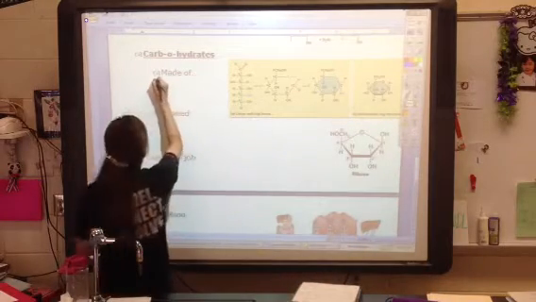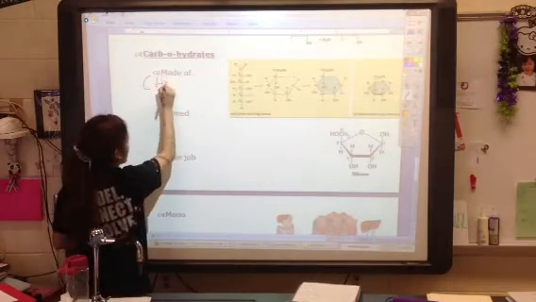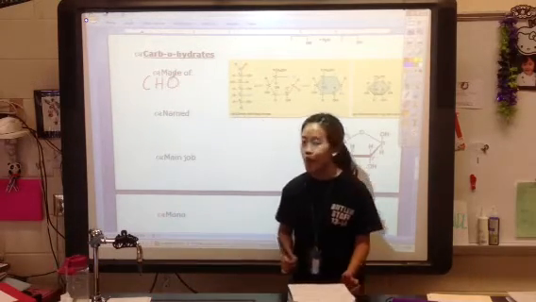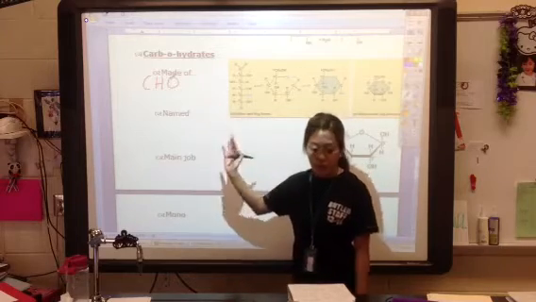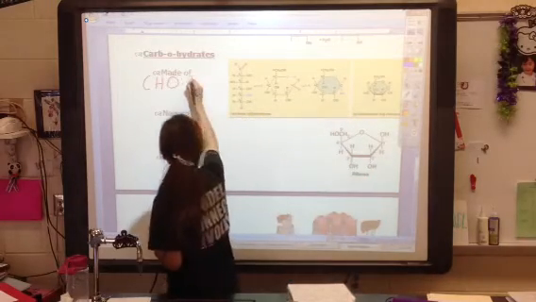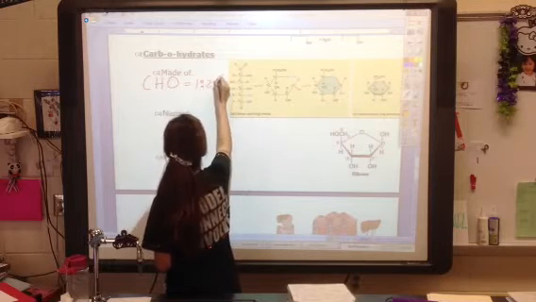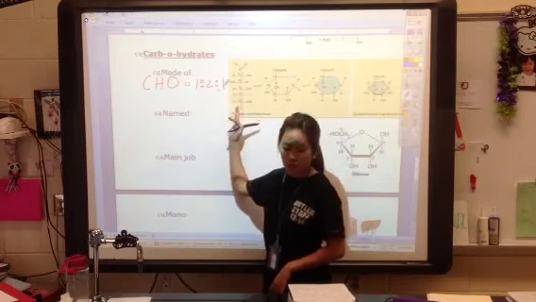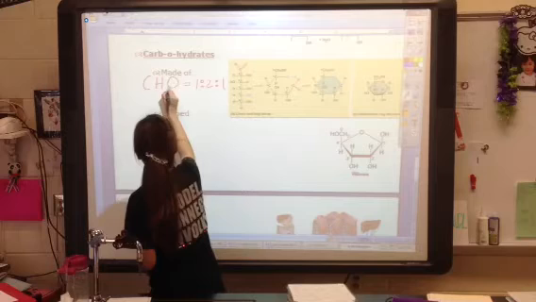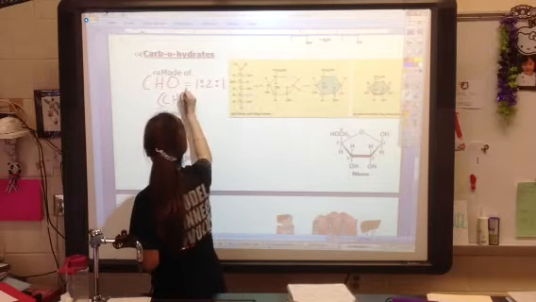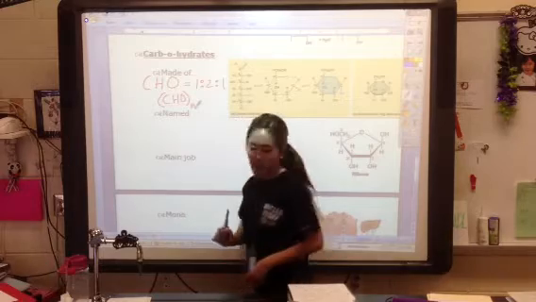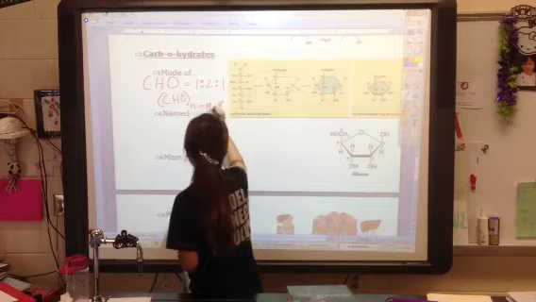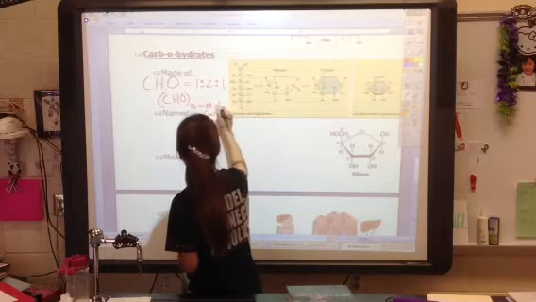So carbs are going to be made up of carbon, hydrogen, and oxygen. And carbohydrates are going to have a very specific formula in which we can figure out how many of each of those they have. Almost always, they are going to have a 1:2:1 ratio of carbon to hydrogen to oxygen. Another way to write this is as a little formula, CH2O to the nth power, okay, where n equals the number of carbons.